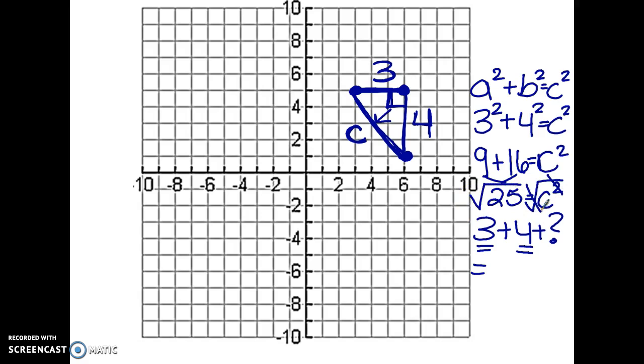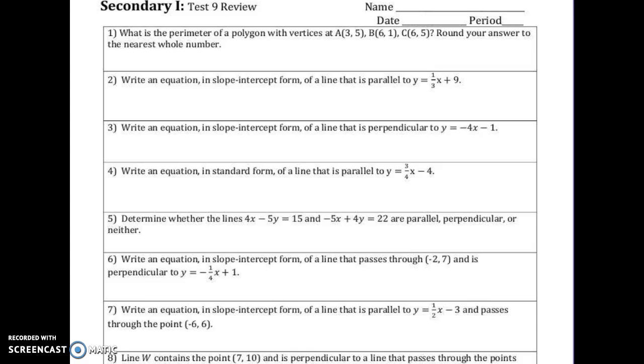The square root of 25 is positive or negative 5. But because we're talking about a side length, it's just a positive 5. So it's 3 plus 4 plus 5 for the perimeter. And 3 plus 4 is 7, plus 5 more is 12. So it's 12 units for the perimeter of that triangle. So here we know our answer is 12 units.